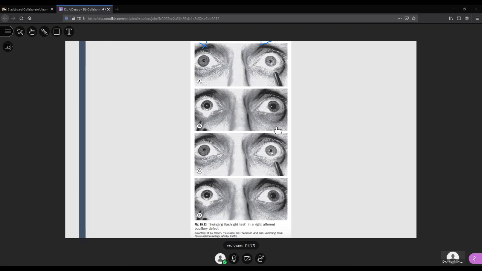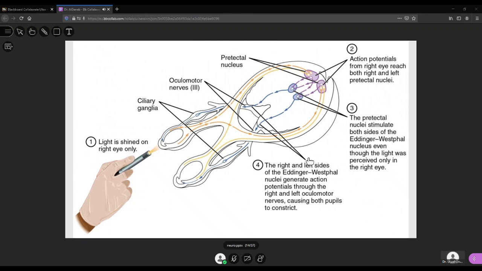Then again, if we go to the left here, both pupils will be constricted because, as we said in the previous slide, the nuclei will stimulate both pupils. So if the receiver here is fine, the stimulation will go. But if the receiver here is damaged, the nerve, then this is closed, no stimulation. That's why there will be the efferent pupillary defect.